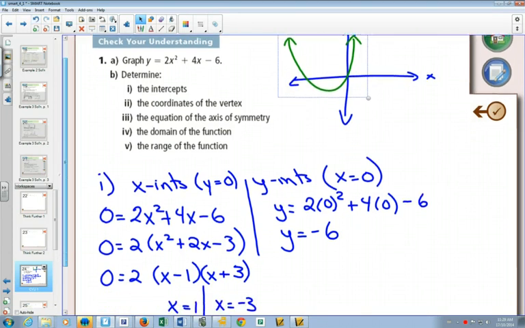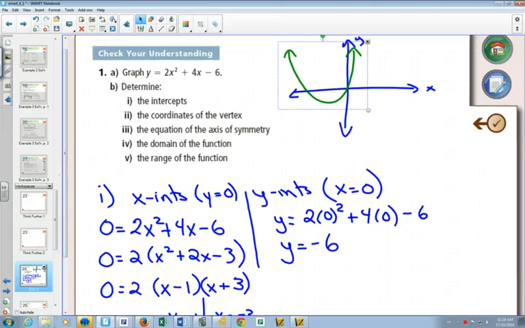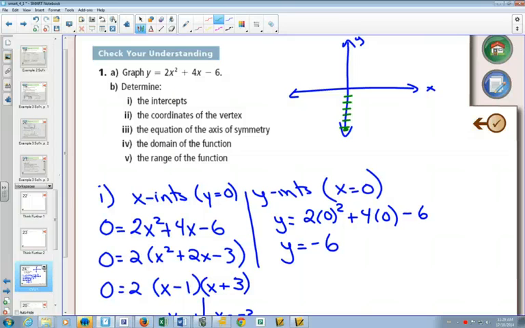So far, though, what do we know? I'm just going to delete my graph so far. We know that it has a y-intercept of minus 6: 1, 2, 3, 4, 5, 6. We know that we have x-intercepts at 1, right there, and negative 3. Those are the 3 points that we have so far. We need to find the coordinates of our vertex and the equation of our axis of symmetry.